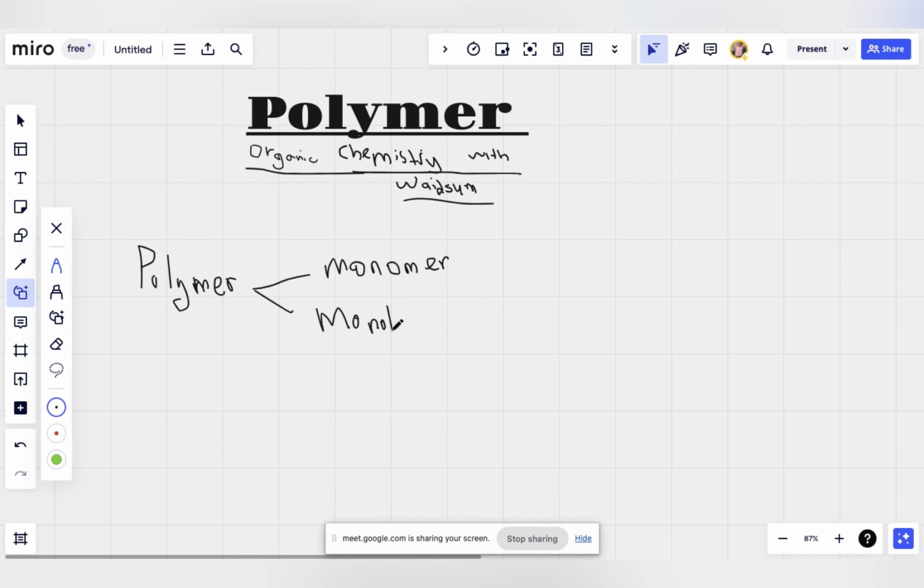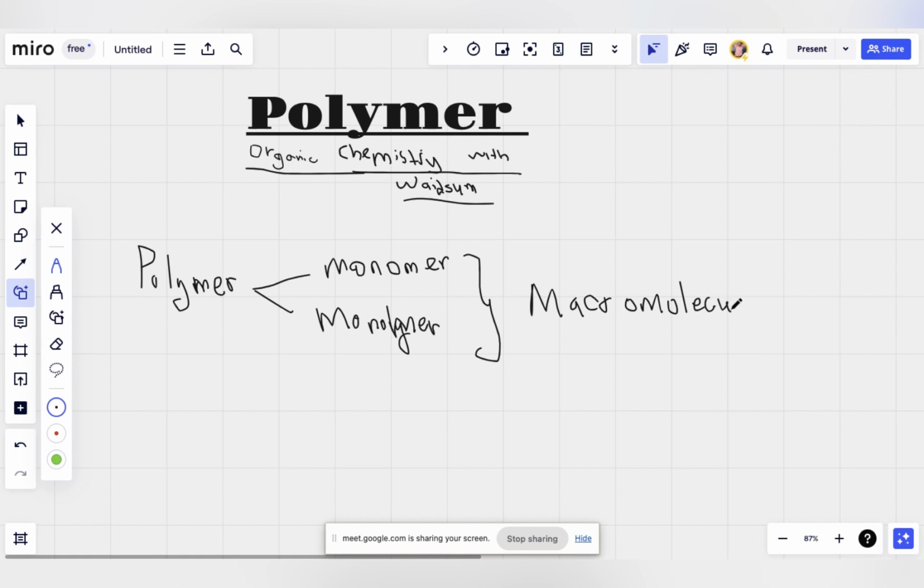Poly means many and mono means just one. So in other words, when we say polymer, we are saying macromolecule, giant molecule. Macromolecule, not just molecule. That's what we mean by polymers.